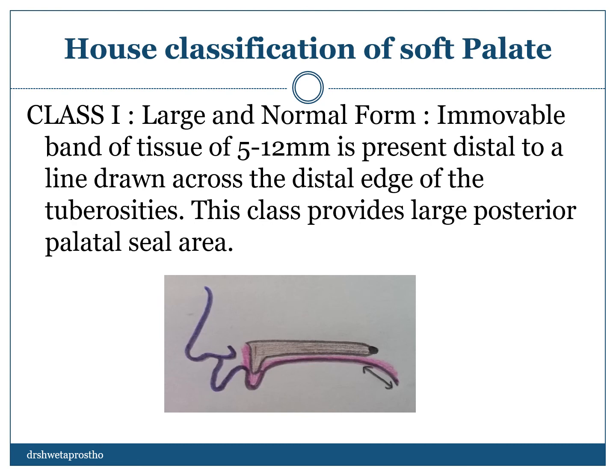There is another classification of the soft palate by House. In this, the area available for the posterior palatal seal is considered. Class 1 is large and normal form, class 2 medium size and normal form, and class 3 limited. In class 1, an imaginary line is drawn across distal to the tuberosities. Then the immovable band of tissue which is present distal to it is measured. It is seen by the T-burnisher. In class 1, it is approximately 5 to 12 millimeter, as we can see in the picture.